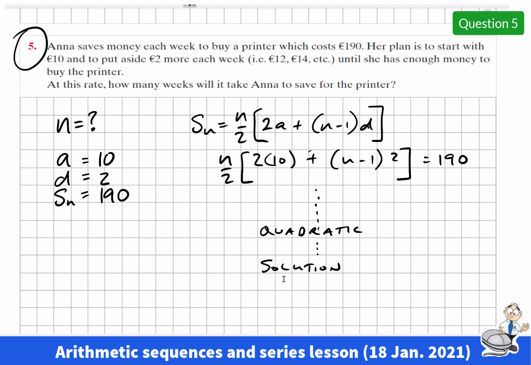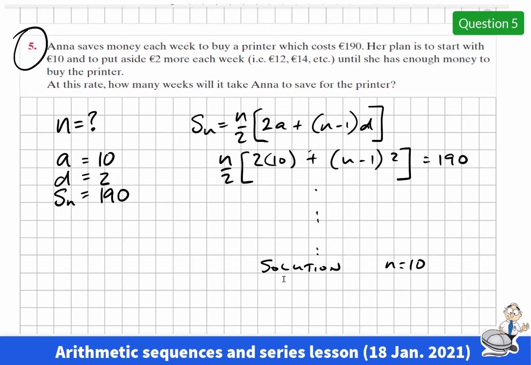Does that seem okay? What was the answer to 5? Sorry, it's 10 weeks, but I got n plus 10 in brackets and then n minus 19, which is n equals minus 10 and then n equals 19.